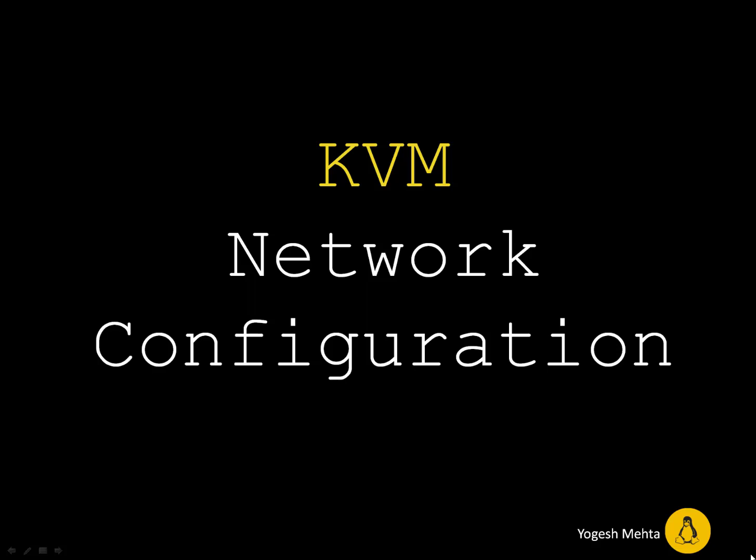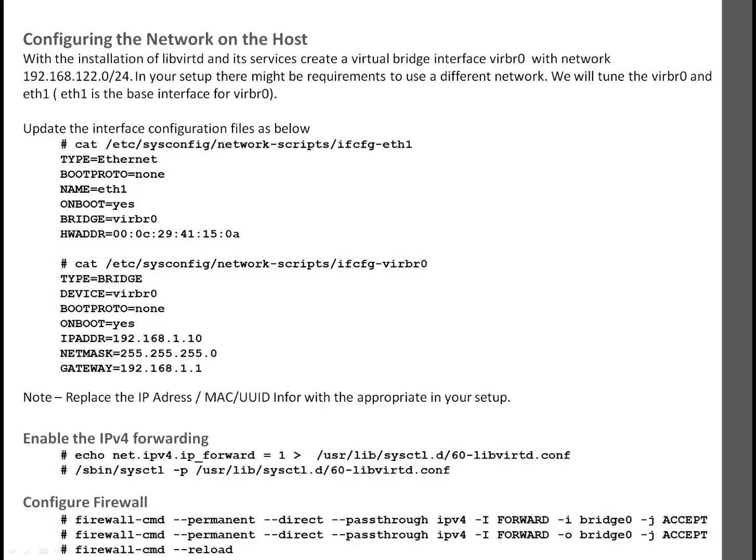Welcome everyone. In this session, we are going to talk about KVM network configuration. With the installation of libvirtd and its service, a virtual bridge is created, which is called virbr0 by default, with the network segment 192.168.122.0/24.